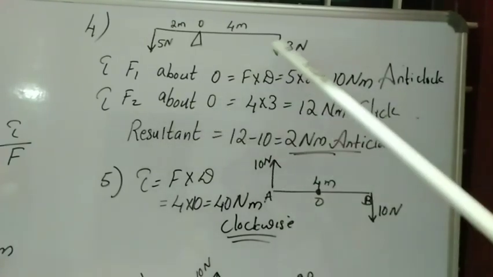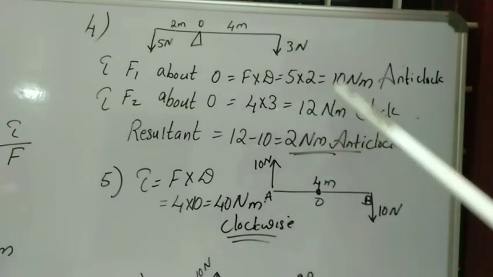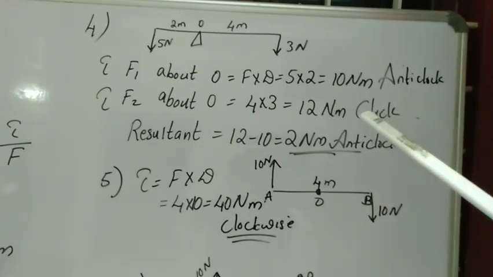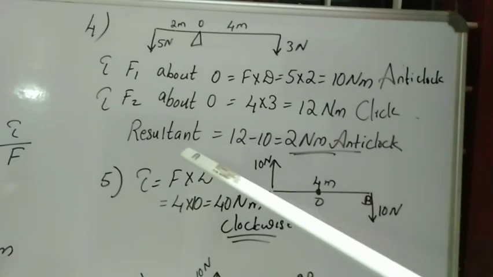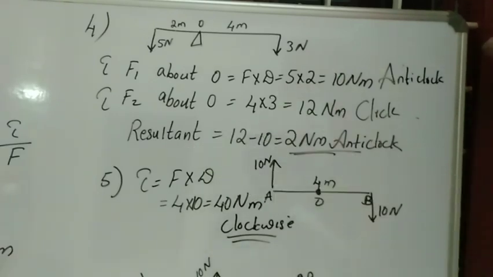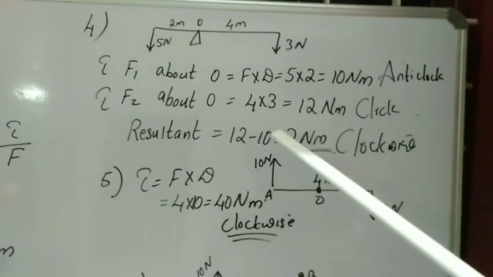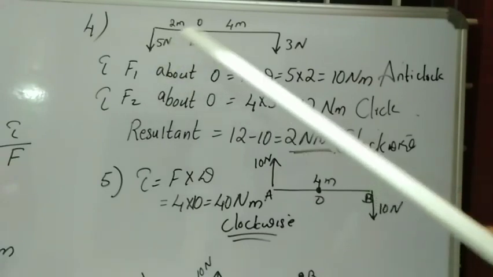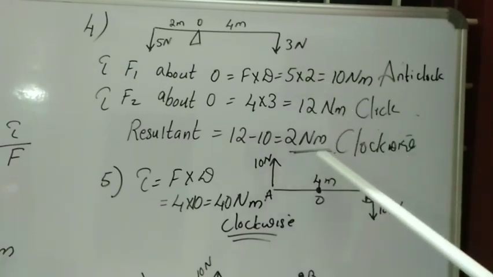Second one, F2 about O. This is F2. F2 about O, 4 into 3, 12 Newton meter. It is about to turn clockwise. So finally what will happen? The question is, find the resultant moment. Since for finding resultant moment, one is clockwise and another is anti-clockwise, we have to subtract. So 12 minus 10 we will get 2 Newton meter.